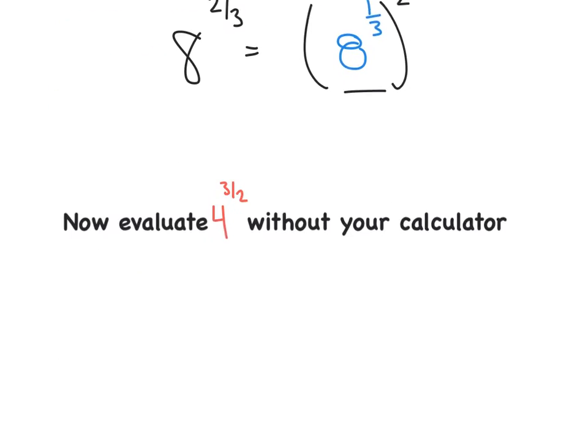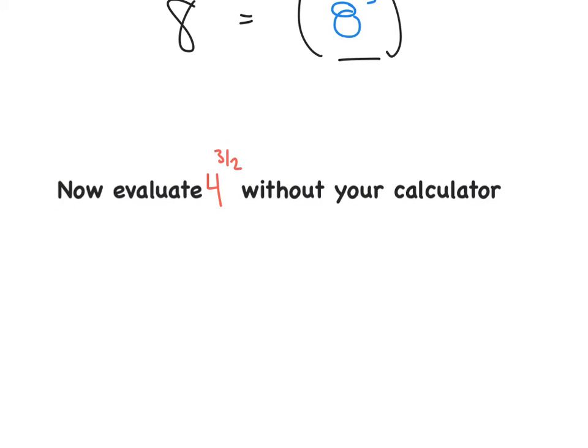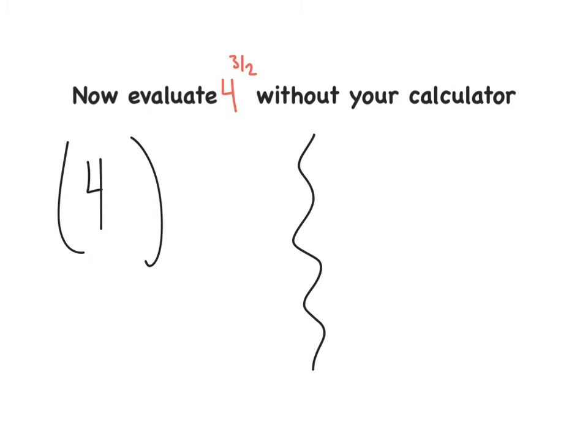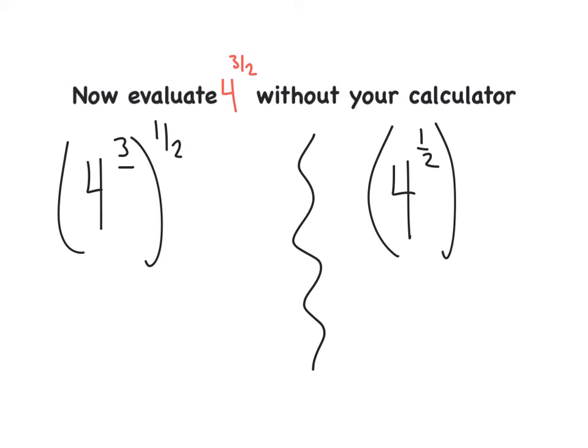All right. Now it says evaluate 4 to the 3/2 without your calculator. So what we want to do is rewrite it two ways, just like we did in the previous two examples. Okay, so 4 raised to what power would get me 4 to the 3/2? And I can think of two ways. I can say 4 cubed times 1/2. Would you agree that gets you 3/2? 3 times a half would be 3/2. Or I could say 4 to the 1/2 raised to the third. And again, that gets me 3/2.